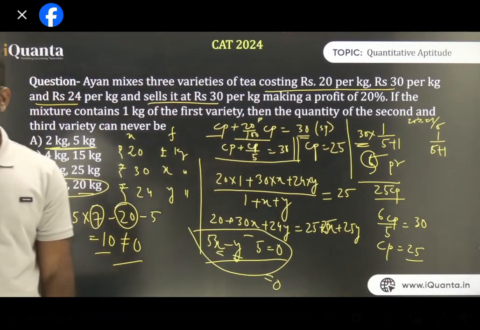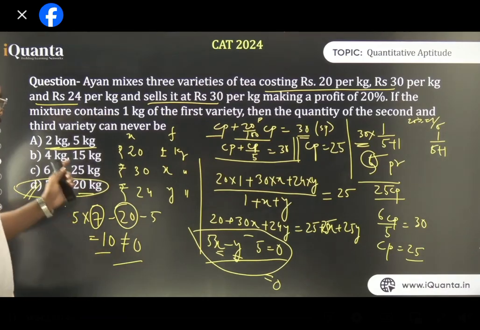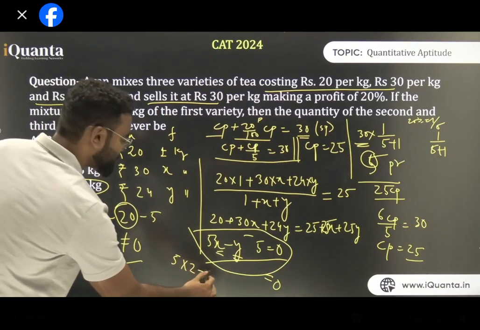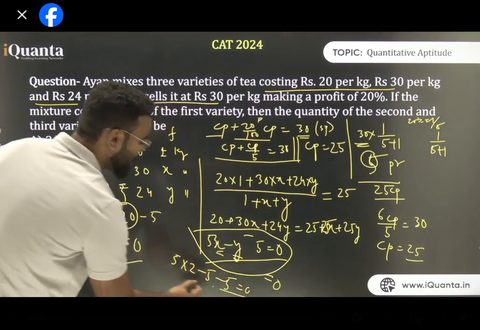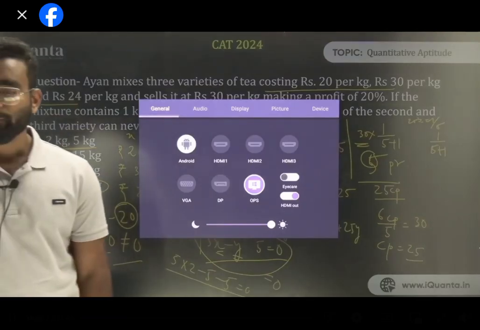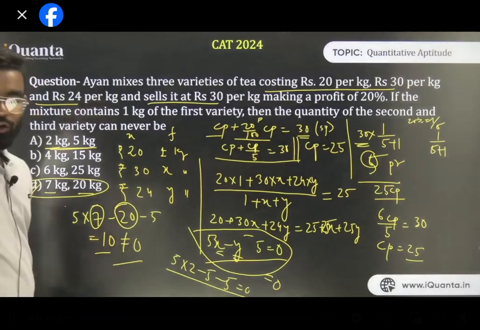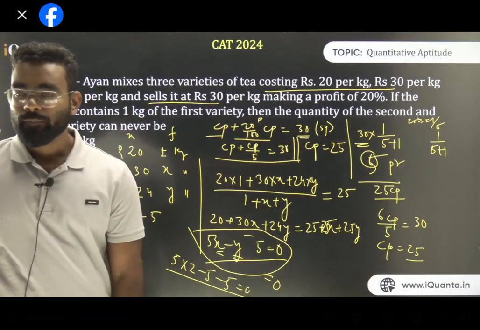Is it fine? Or you can do this. Why not the other option? Put any other option, put 2 kg and 5 kg. Just put 2 in this, it will give you 5 into 2 minus y. How much? Minus 5 minus 5, it is equal to 0. So everything will give you 0 except this option. Am I clear? Is it fine? All of you guys, any doubt in this?